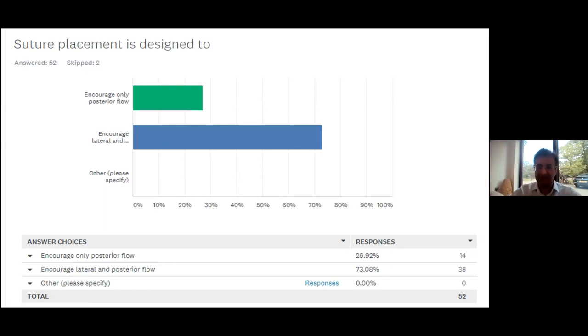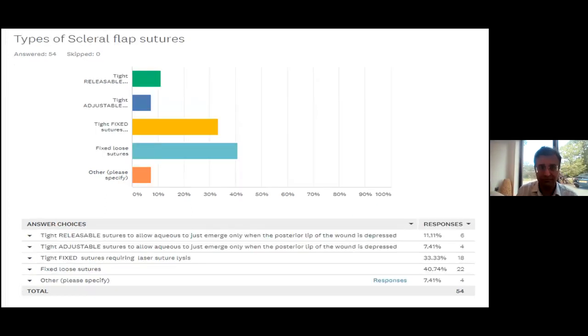Lateral flow means it's all anterior flow, which will lead to lesser posterior flow and hence promotion of anterior cystic blebs and tenon cyst. You actually want posterior flow. A very healthy population of senior surgeons, about 27%, actually encourage only posterior flow, which is good. But still, there's a huge need that the majority of senior surgeons change their basic concept and only look at the posterior flow.